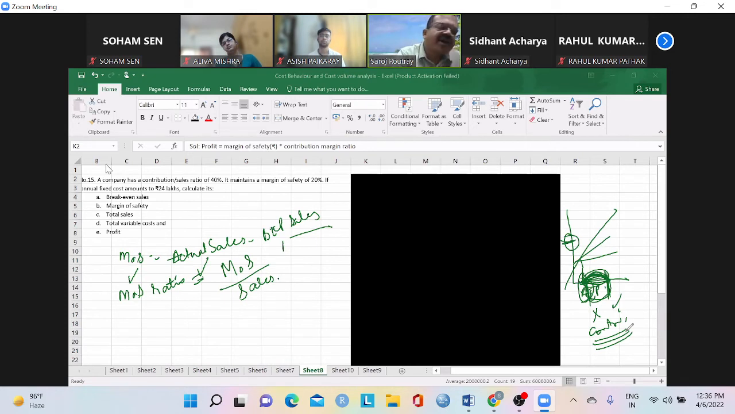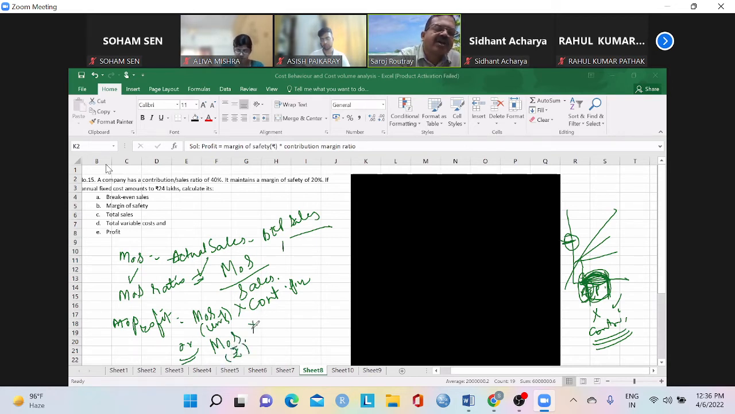Okay. So my next formula is profit is equal to margin of safety, if it is in units, into contribution per unit, or margin of safety in rupees into contribution margin ratio. Contribution margin ratio is 0.1, 0.2, 0.3. So it has got two components. Note it down and then try to find out these things.